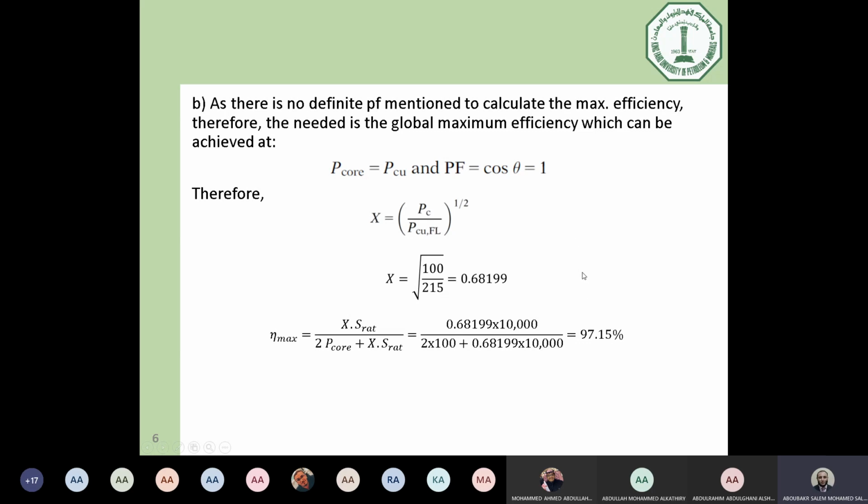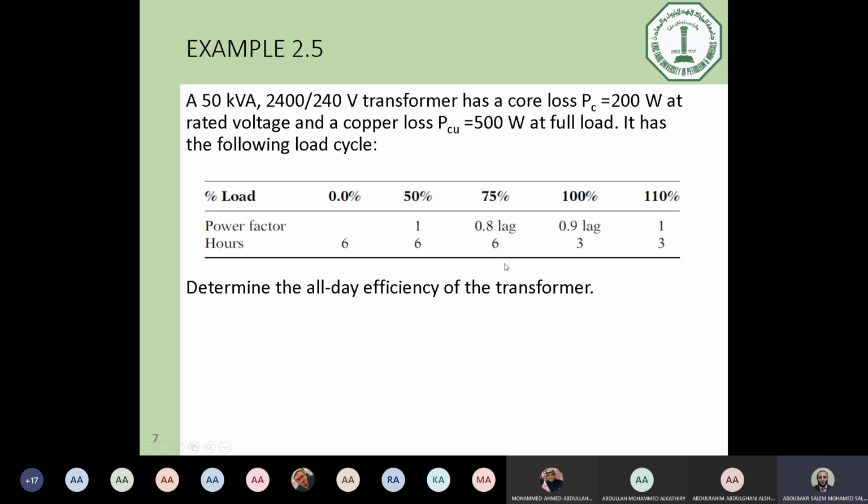Sure, the value has to be higher than the previous calculated efficiency because this is maximum now. Any question? Is it clear? Okay, good.